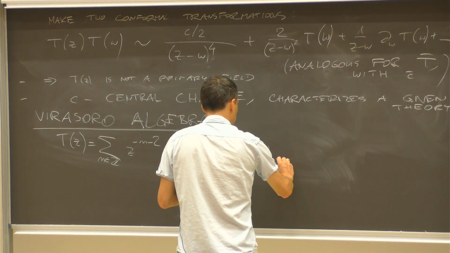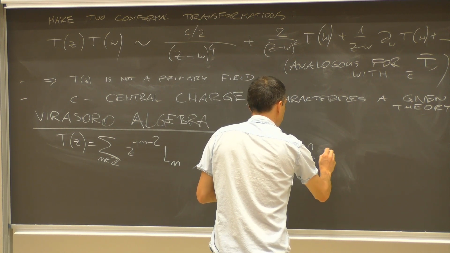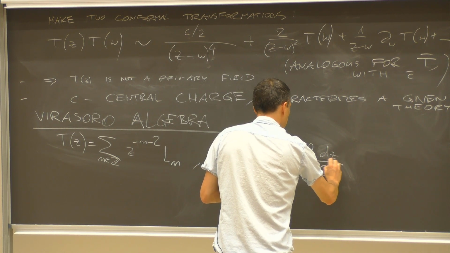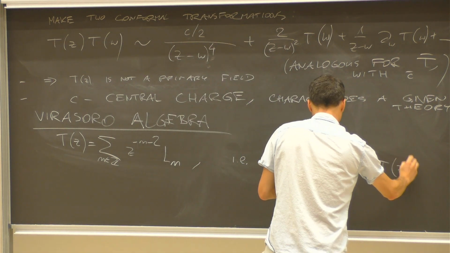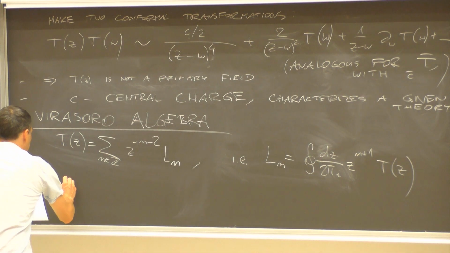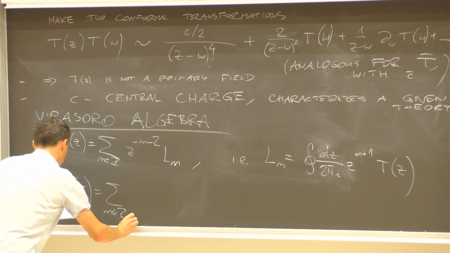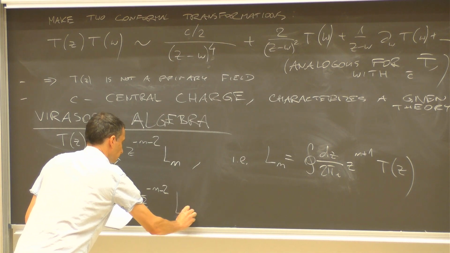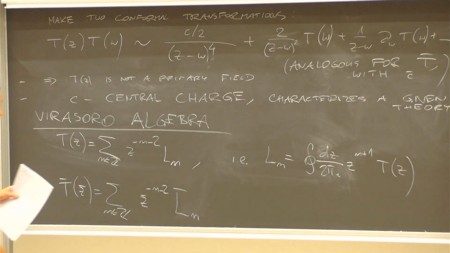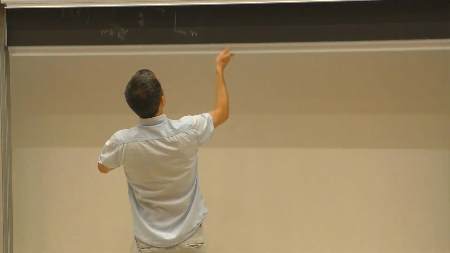So I may also write L_n as the following contour integral. And then similarly for T bar. This time I will still write it. And you may then see what the commutation relations between these modes are.